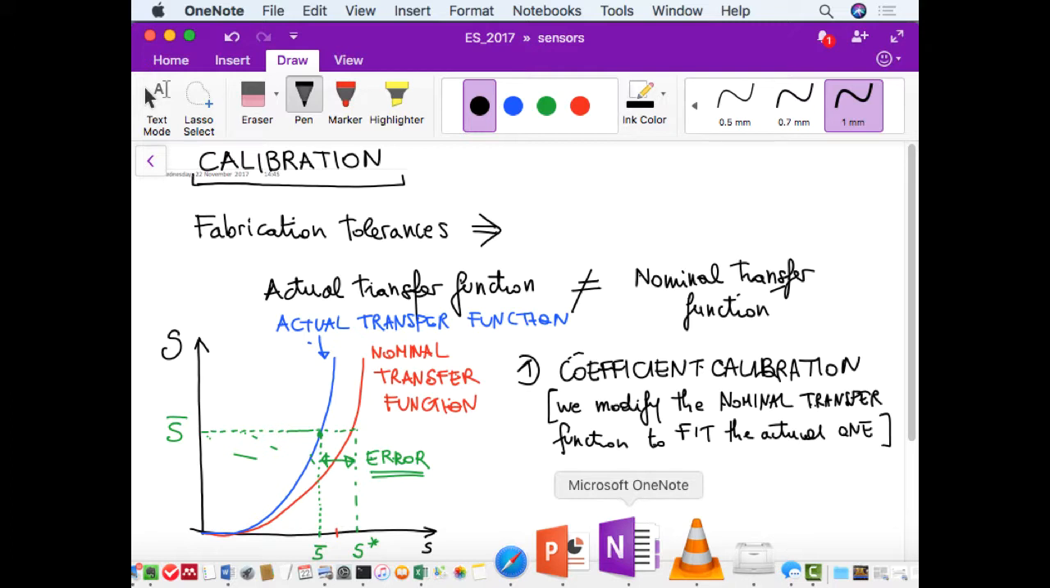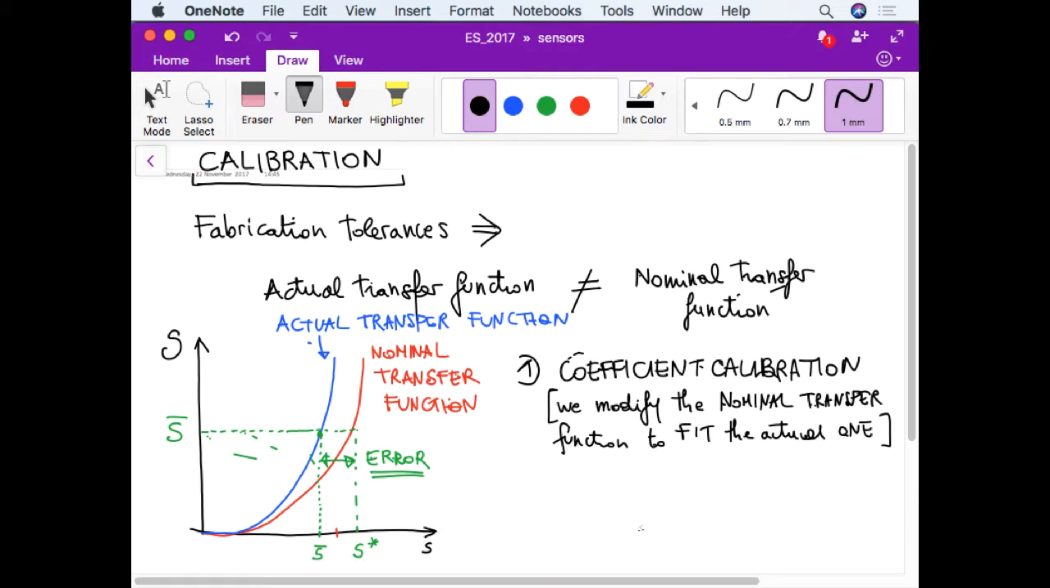Okay, and in this situation, the more complete the calibration procedure is, which means the more coefficients you have and the more stimulus you use for the calibration, the more accurate the calibration is. Okay, this is one possibility, but there is one other option which is also very common, the so-called trimming.